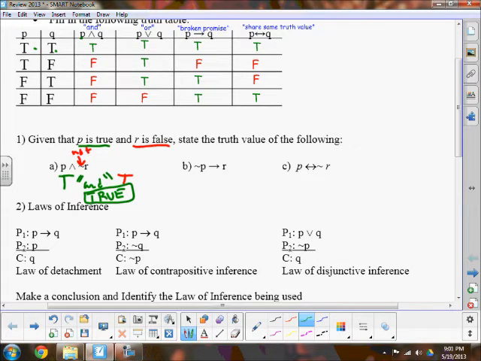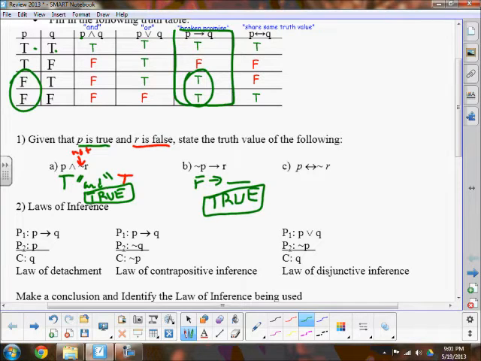We can repeat this process for each of the other conditional statements. Not P, well, P is a true statement, so not P would be false. Implies, but notice that for conditionals, whenever my hypothesis is false, the statement is always true. It's vacuously true. So I don't even have to consider what the second part is. I know immediately the statement will be true.